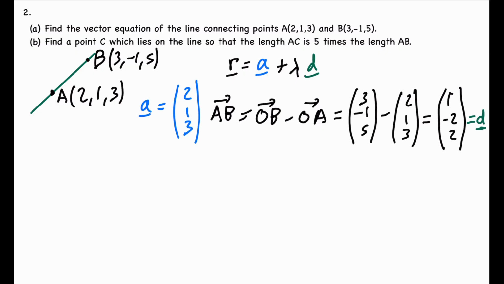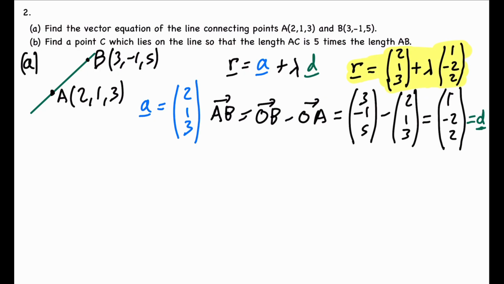So if we just put it back into this equation here, we're going to have r is equal to (2, 1, 3) from over here, plus a lambda, and then our direction vector, which is just (1, -2, 2). And this is our vector equation of the line. So this is part A.